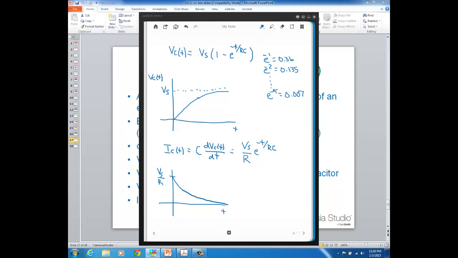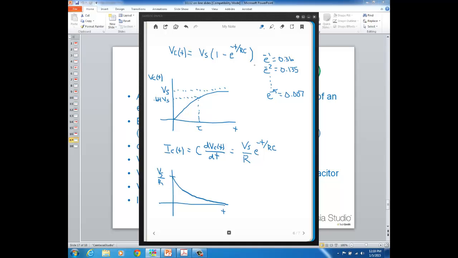If you were to plug these numbers in, you would see that after one time constant, if we put in t equal to RC, we'd get e to the minus 1. So then you have inside the parentheses 1 minus 0.36. So after one time constant, you call this tau, 1 tau, your voltage is going to be 64% of the steady state value, the final value, Vs, because you get 1 minus 0.36, which is 0.64.